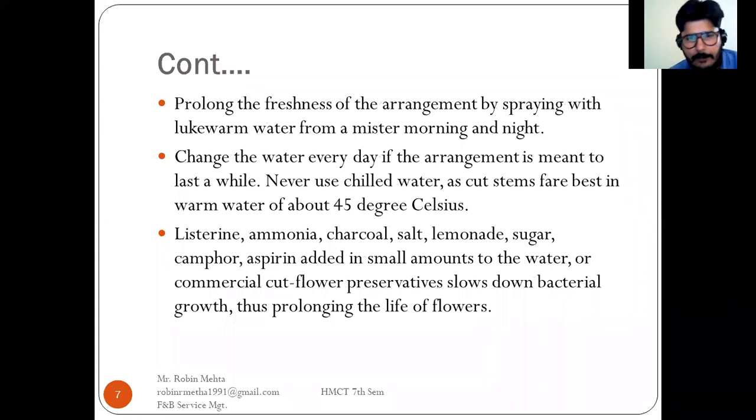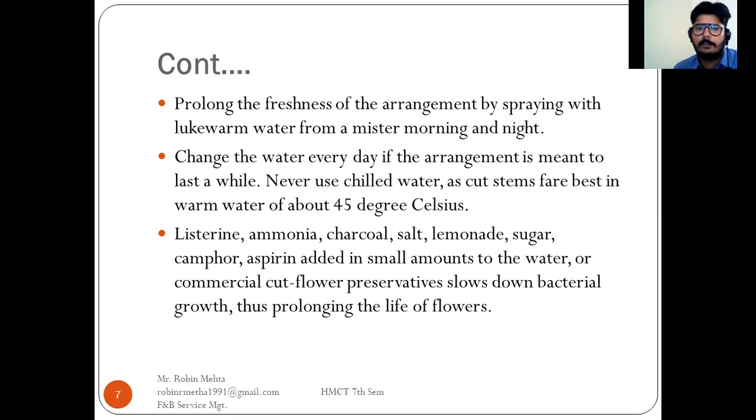So the next point: prolong the freshness of the flower arrangement by sprinkling or spraying it with lukewarm water from a mister, morning and night. Whenever we are putting any kind of flower arrangement at any place, maybe for 2 days or 3 days, we have to do the arrangement one day before, in the evening or at night, so that if the function is in the morning, it is ready.